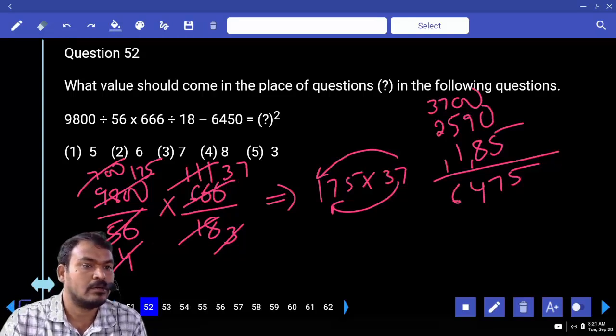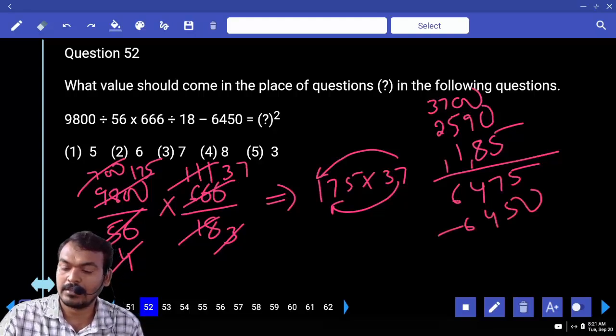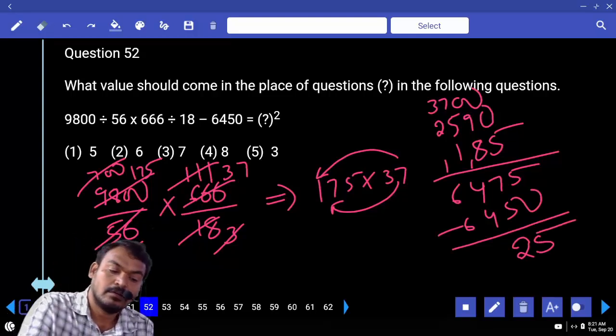6475. In this one how much value are subtracting? 6450. What is the remaining? 25. It is which one square? 5 square.